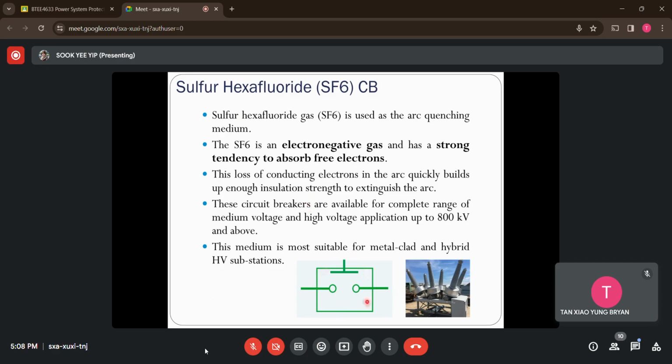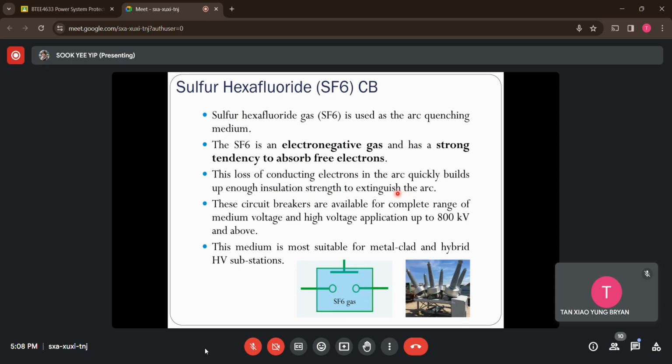The circuit breaker's tank will actually fill with the SF6 gas here, where this SF6 gas is known as an electronegative gas that has a high tendency to absorb free electrons. That's how we reduce the ionized particles. So as a result, the dielectric strength of the medium, which is the SF6 gas right now, can grow much faster compared to the restriking voltage. So the arc is able to be extinguished.